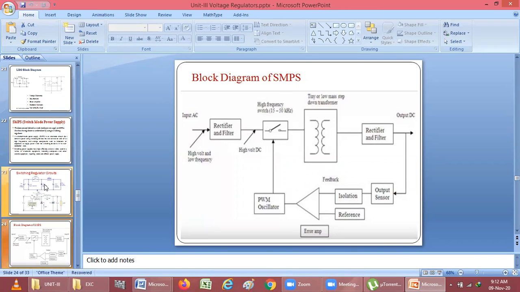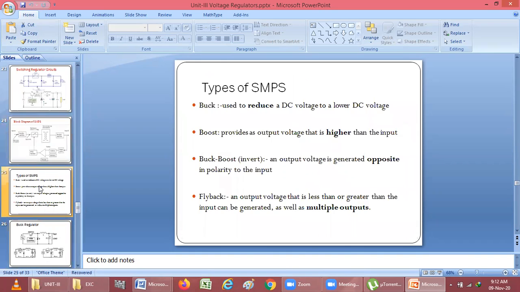So in our syllabus we have to study about the types of SMPS. By using the switching mechanism, we can regulate DC voltage to a fixed amount of DC voltage that will be increased or decreased with respect to the input voltage. It means if there is a buck SMPS, we can use that electronic circuit to reduce the input DC voltage to a lower DC voltage. It means what? We can reduce the input DC voltage into a decreased amount of DC voltage. If we require a higher amount of DC voltage at the output, we can use boost SMPS.